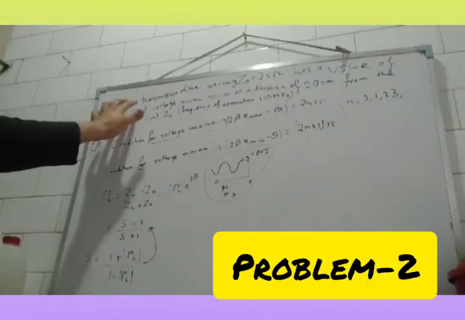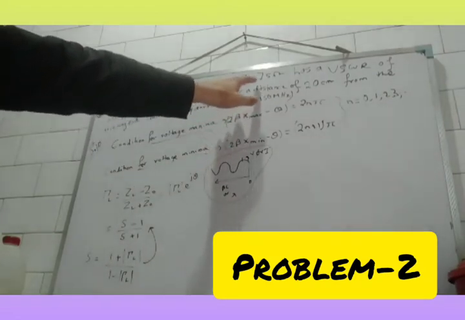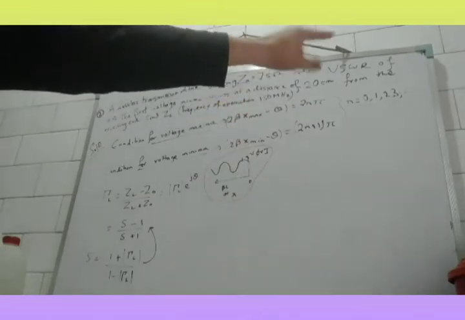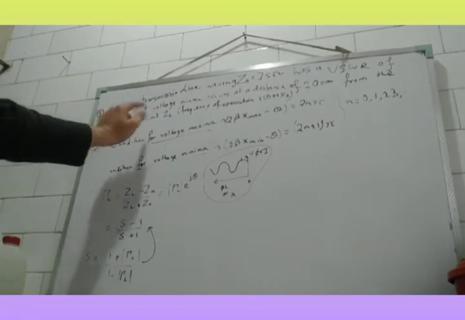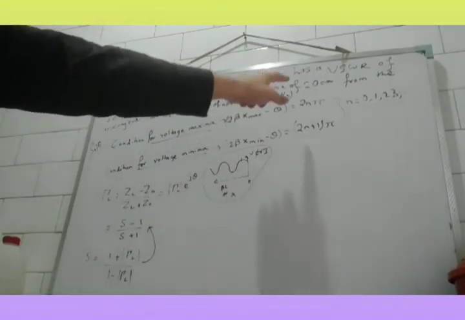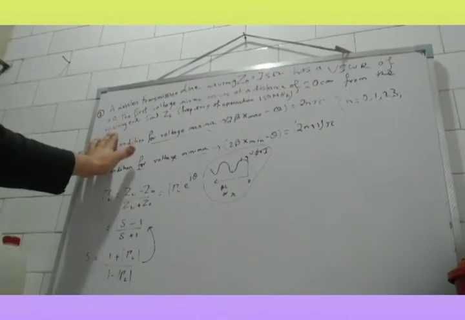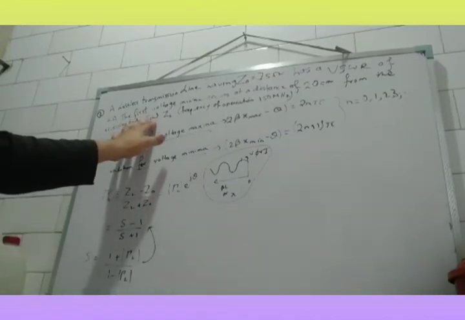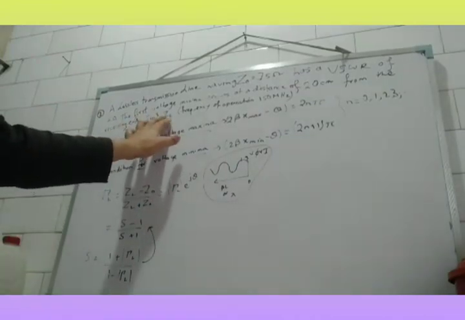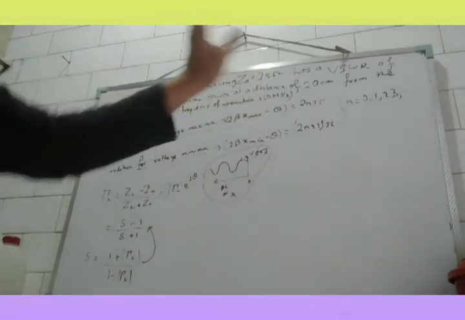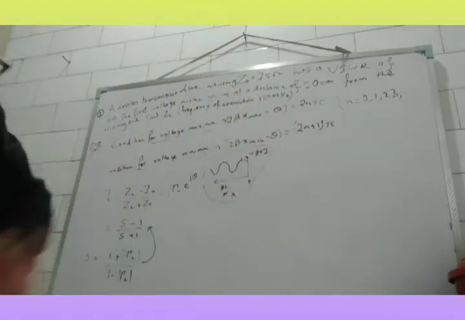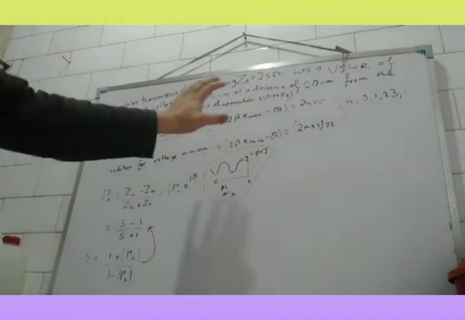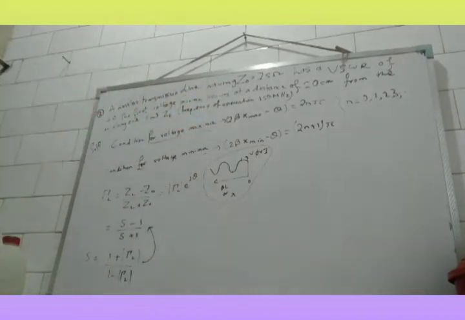Okay. Problem: a lossless transmission line having Z0 equal to 75 ohm, that is the characteristic impedance, has a VSWR of 3. The first voltage minimum occurs at a distance of 20 centimeter from the receiving end. Receiving end means from the load end. Find the load impedance, this is ZL, given that the frequency of operation is 150 megahertz. So you need to calculate this ZL.